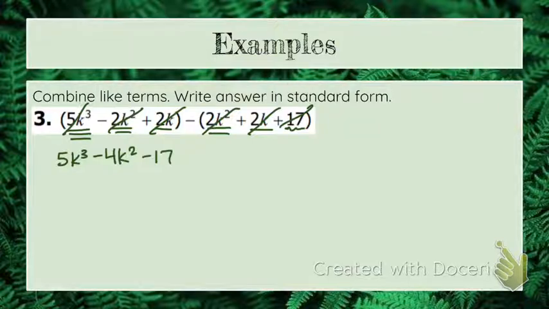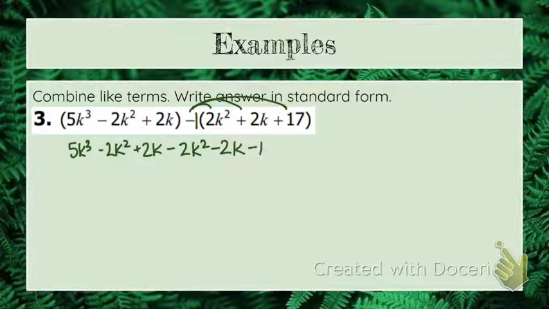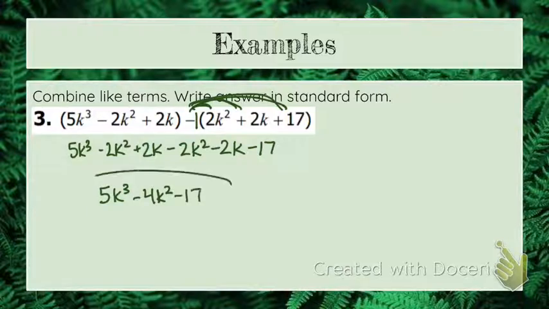The other way you can think of this, and to me personally, this way keeps me more organized. I distribute this negative 1 and rewrite it. 5k to the third minus 2k squared plus 2k minus 2k squared minus 2k minus 17. So you distribute this negative to everything in the parentheses and then combine like terms, and you will get the same answer. 5k cubed minus 4k squared minus 17.